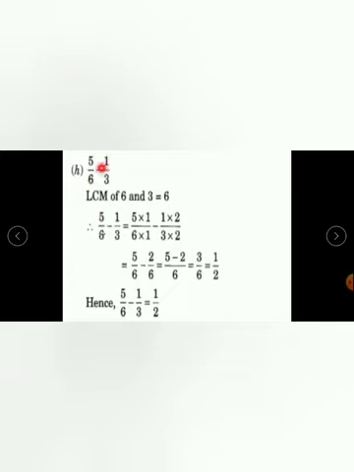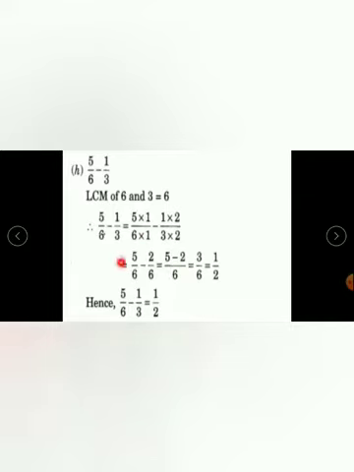Only the second fraction we have to convert. What is the denominator in the second fraction? 3. Now 3 into what is 6? 3 into 2. So the first fraction we are multiplying with 1 because it already has the denominator 6. The second fraction, since the denominator is 3, we want to convert it into 6. 3 into 2 is 6, so the whole fraction we are multiplying with 2. So what new fractions are we getting? The first fraction is the same, 5 by 6. Second fraction, 1 into 2 is 2, 3 into 2 is 6. So the second fraction is 2 by 6.